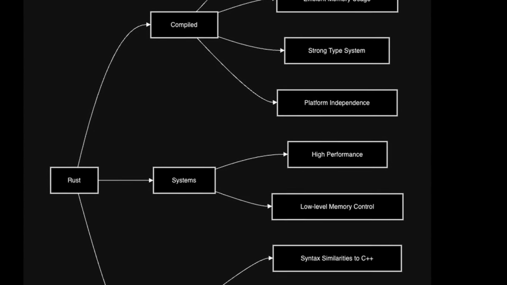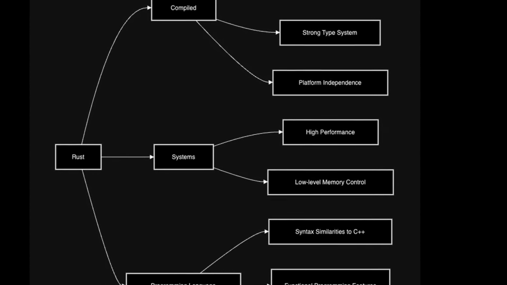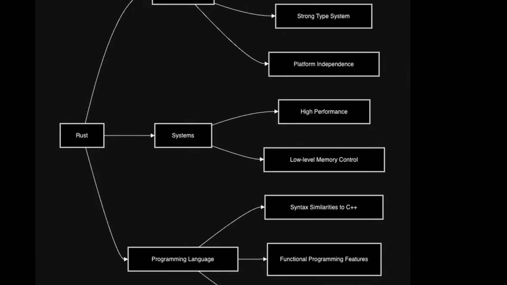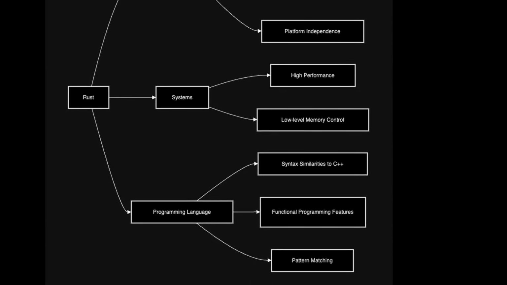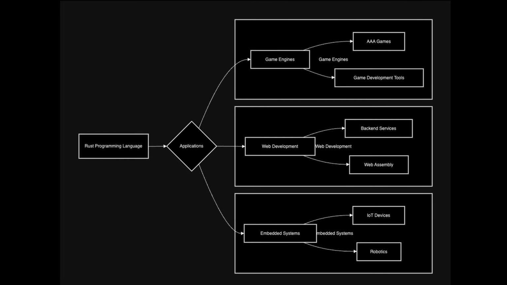Rust's unique ownership system ensures memory safety without needing a garbage collector, making it ideal for performance-critical applications. It's used in areas ranging from embedded systems to web development and game engines.